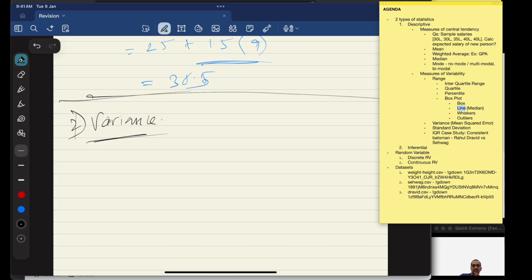The proper definition comes from the formula. So let's do the formula and then construct the definition.